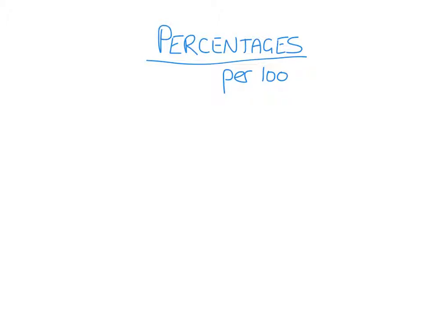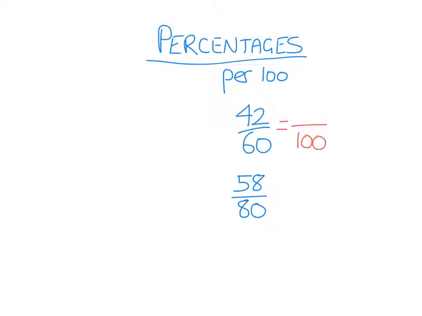So for example, if I got 42 out of 60 in my first maths test, and let's say in my second maths test, I got 58 out of 80. It's hard to compare which of these is a higher mark. What we're doing with percentages, we convert them so it's like a fraction out of 100. Percentages are just fractions out of 100. And we'll be able to compare these so much easier.